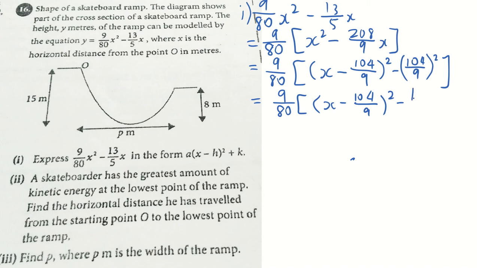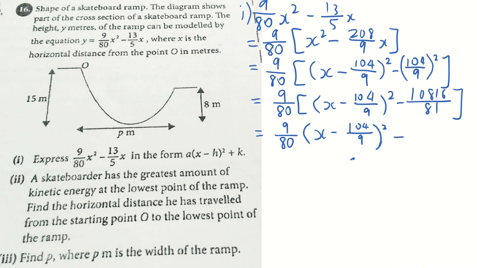we can square out these terms, so we will have 10816/81. Then from here what we're going to do next is we will distribute the 9/80 to both parts of this expression. That will give us (x minus 104/9) squared, and then we will multiply 9/80 with negative 10816/81, and that will give us 676/45. So this is the answer for part 1. Basically we have already completed the square.